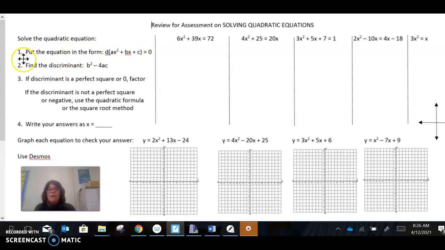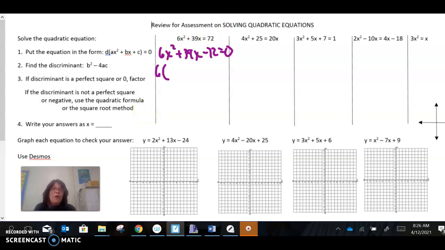The first thing I would do is put the equation in the form ax squared plus bx plus c equals 0. Okay? So for this one, I don't have it equal to 0, right? So let's just make this 6x squared plus 39x minus 72 equals 0. Bring that 72 over by subtracting it from each side. We have to have it equal to 0. Okay? Then we take a 3 out, not a 6.